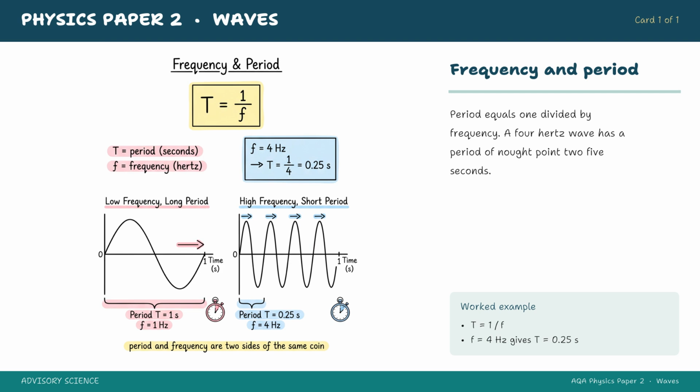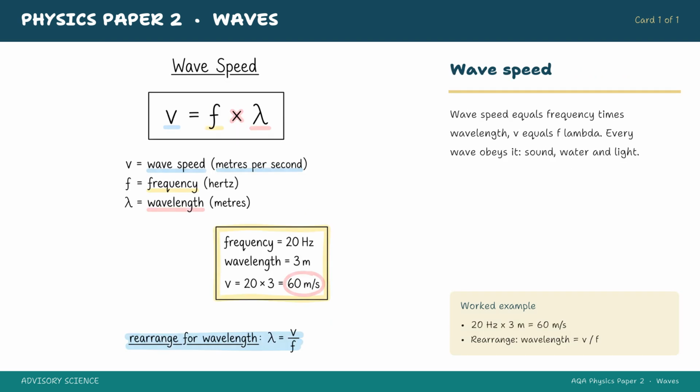Wave speed. Wave speed is how fast the wave travels, and it links to frequency and wavelength with one equation. Wave speed equals frequency times wavelength. In letters, that's V equals F lambda, where V is the wave speed in meters per second, F is the frequency in hertz, and lambda is the wavelength in meters.